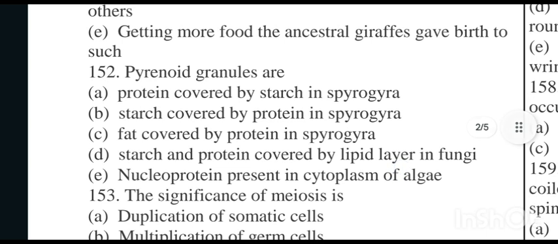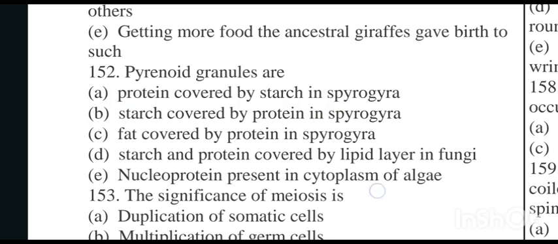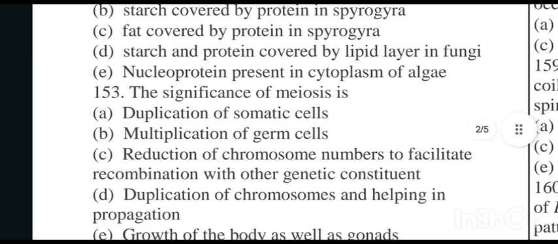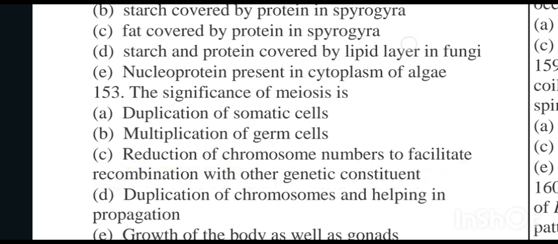Pyrenoid granules are protein covered by the starch in Spirogyra and most of the algae. Next question. The significance of meiosis, or reductional division. Here the correct answer is reduction of chromosome number to facilitate recombination with other genetic constituents.